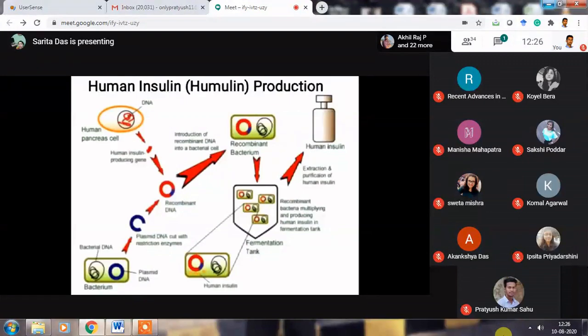Everybody knows about it, but still I'd like to tell you about the production of humulin, or human insulin. Since the insulin gene is isolated from the human cell, the human cell DNA that has been amplified for human insulin is used in cloning and then expressing the protein. Since it originates from human DNA, it is completely safe because it has the exact sequence of insulin.